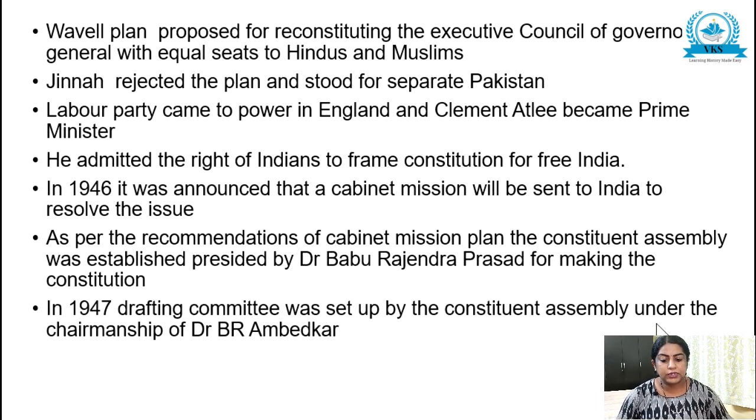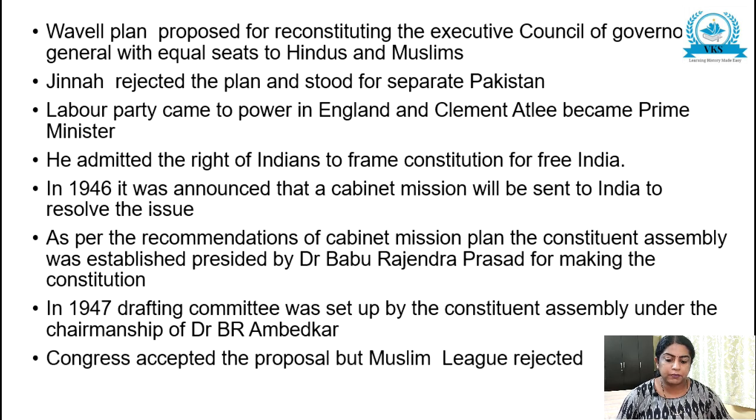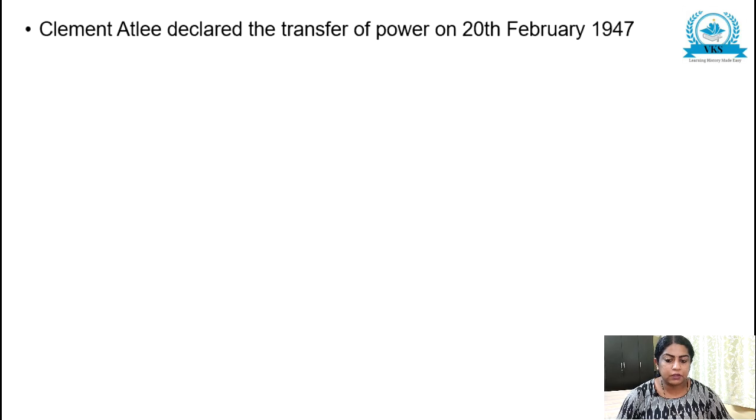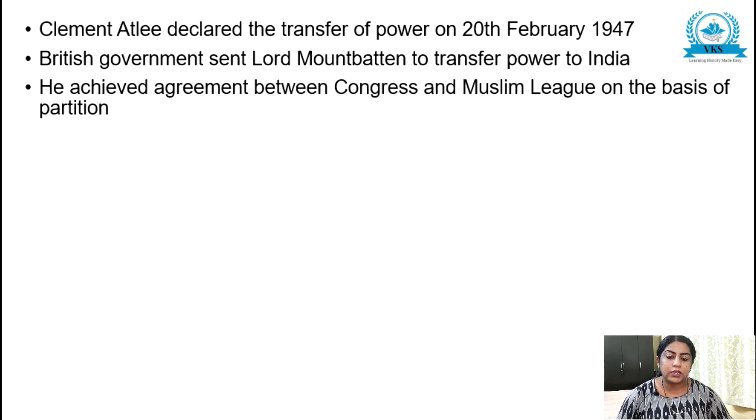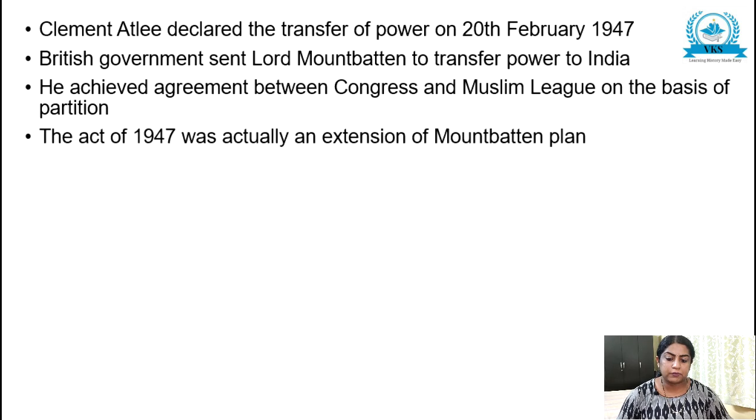In 1947, a drafting committee was set up by the Constituent Assembly under the chairmanship of Dr. B.R. Ambedkar. Congress accepted the proposal, but Muslim League rejected. Clement Attlee declared the transfer of power on 20th February 1947. The British government sent Lord Mountbatten to transfer power to India. He achieved agreement between Congress and Muslim League on the basis of partition. The Act of 1947 was actually an extension of the Mountbatten Plan.